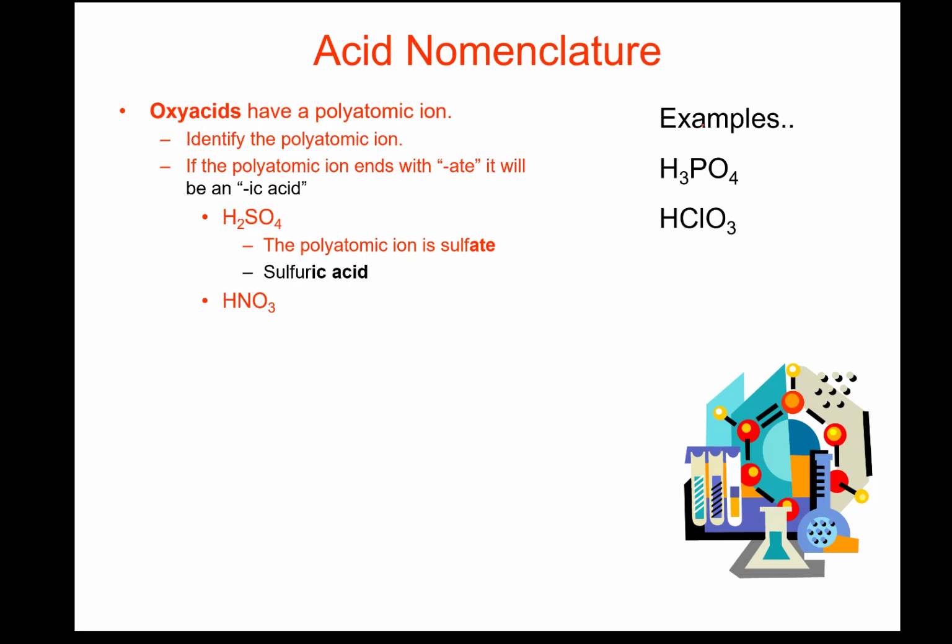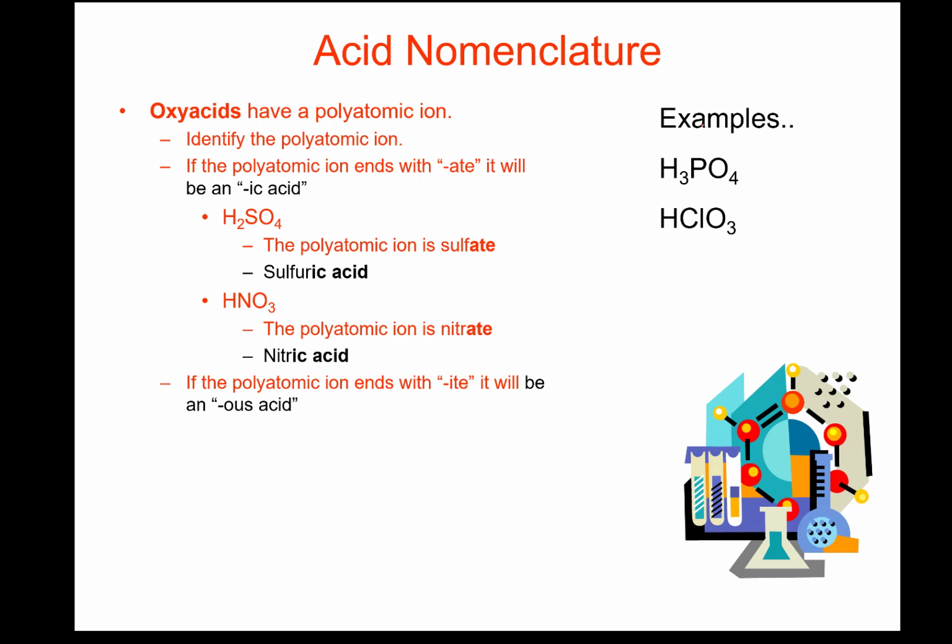HNO3, we recognize hopefully the polyatomic ion there. That's our nitrate polyatomic ion. So it ends in ate, and we're going to change it to ic acid. So it's nitric acid. Now, not all polyatomic ions end in ate. Some will end in ite. So if it ends in ite, we change it to OUS acid.